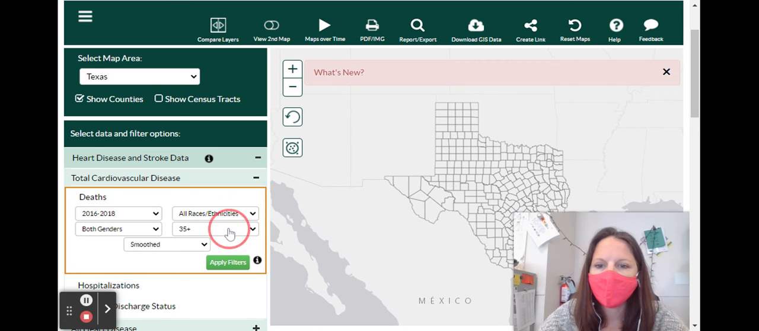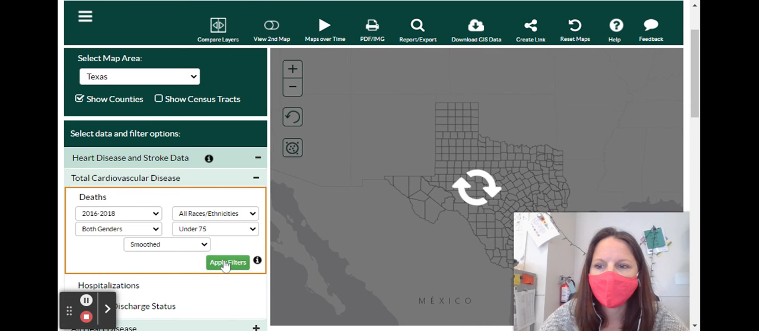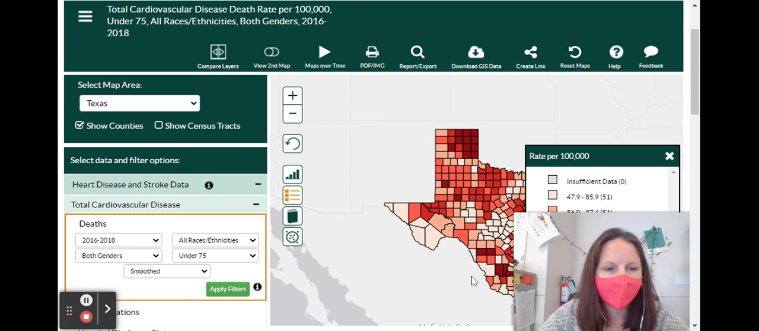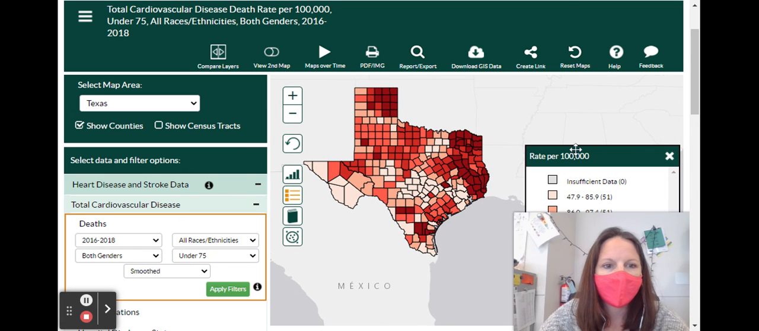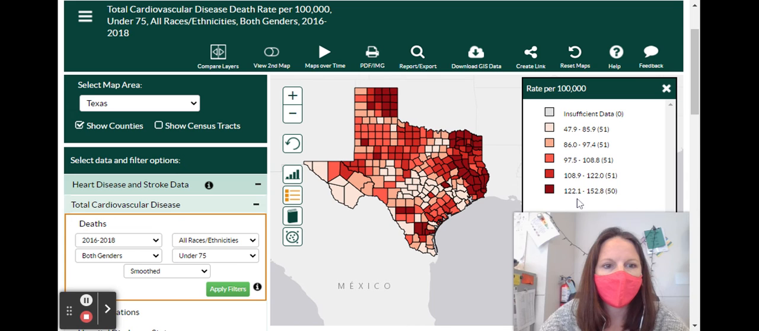And we're going to choose an age range. So let's choose under age 75. We're looking at all deaths, both genders, all races, and this is going to be between the years 2016 and 2018. There's a bunch of years, but we're going to go with the most recent. Click Apply Filters. Then it's going to bring up the map, which is categorized by county level. And you can see that the more prevalent, the darker red it is.